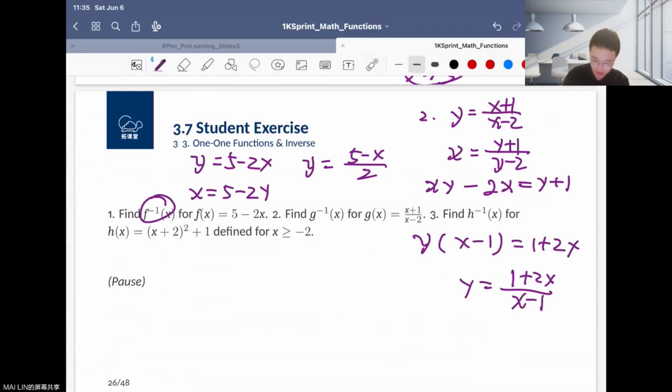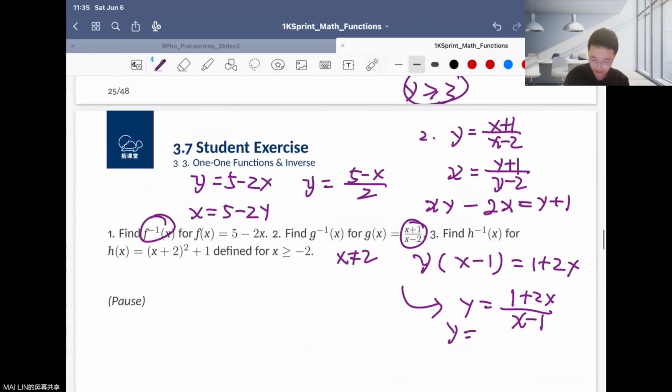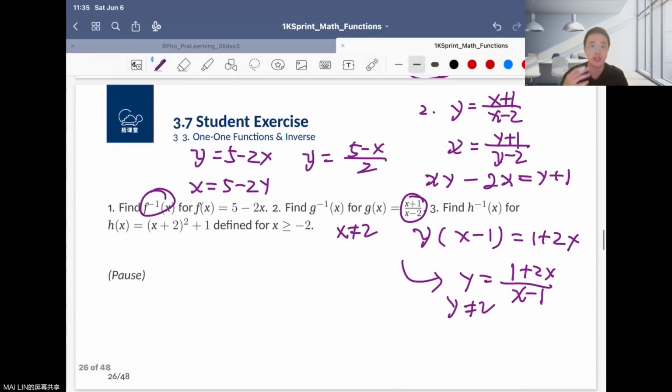That is it. So we can say here, because in this equation the denominator cannot be equal to 0, right? So x cannot be equal to 2. Okay, so here we can say y now cannot equal 2 because the range and domain for the function just swapped, right? Okay.